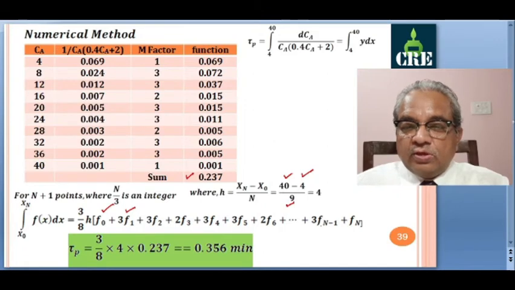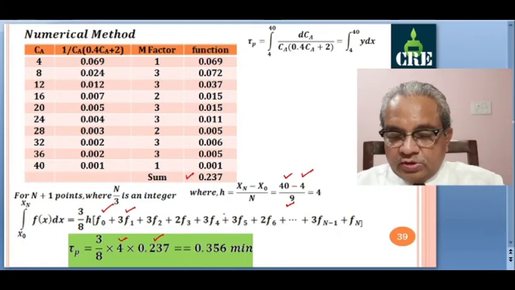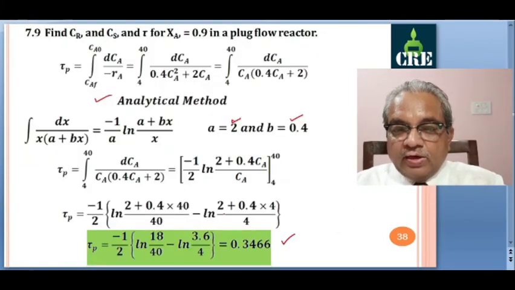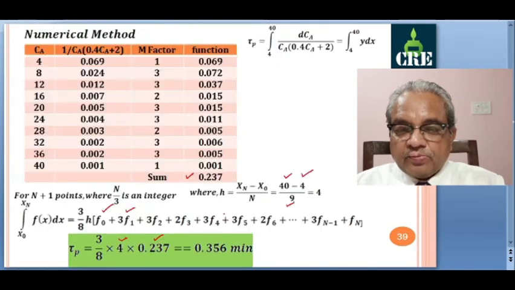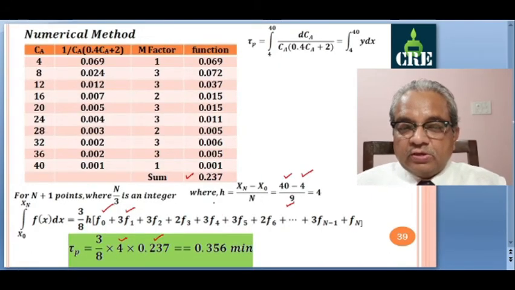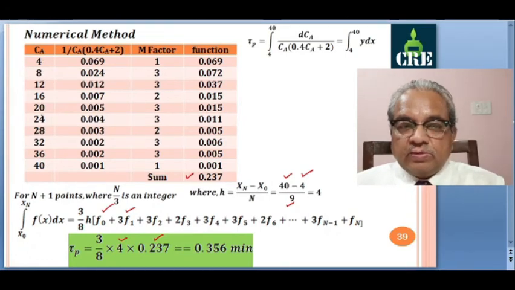So the summation of all these is 0.237. So 0.237 is multiplied by h, which is 4, and the 3/8 that is there in the formula of numerical integration. So this comes out to be 0.356. Okay. The analytical method gives 0.346, which will be the perfect, correct value. Here it is 0.356, a little bit higher. Why? Because of the step size. It depends on the step size.